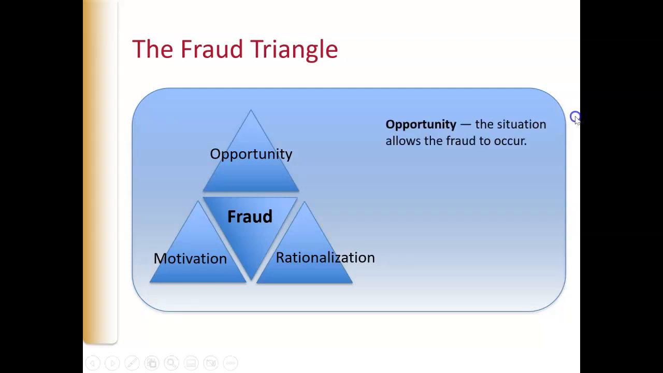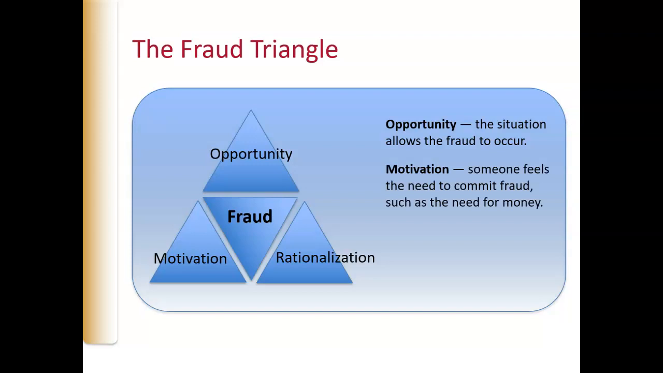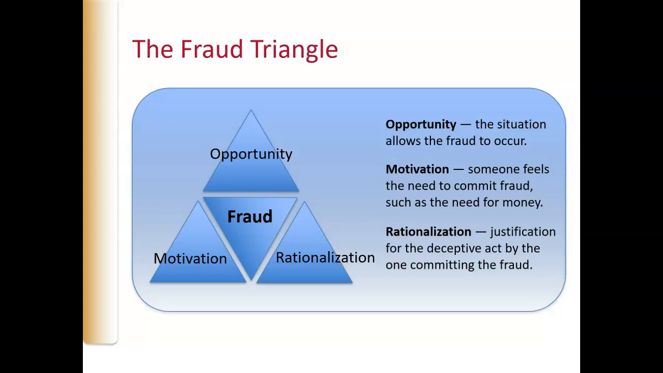So in this example here, opportunity is the situation that allows the fraud to occur. That is the only thing an employer can try to control. You can't control the motivation. Someone feels the need to commit fraud. For whatever that need is, you can't control that. The rationalization is the justification for the deceptive act, such as, they're not going to miss it. Oh, I'm just borrowing it. You know what? I'm not getting paid enough for this. Or, whatever the thinking is.